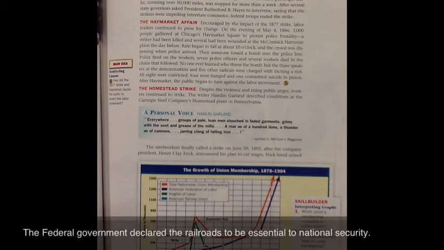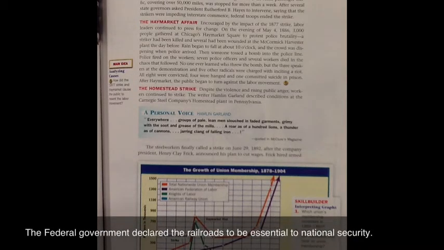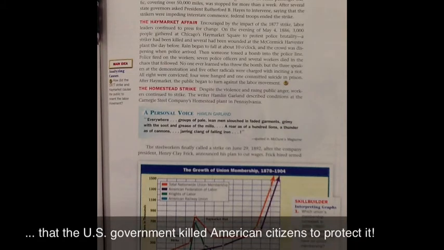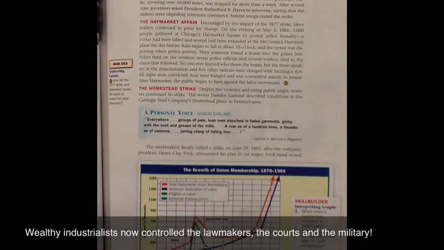The reason that the federal government got involved was because the railroads were considered to be essential to national security. Imagine, a privately owned and operated business was so essential to the running of a nation that the federal government had to use its own troops upon American citizens. Seeing how the railroads now not only controlled the lawmakers but also the military wing of the federal government, more riots ultimately led to violence.